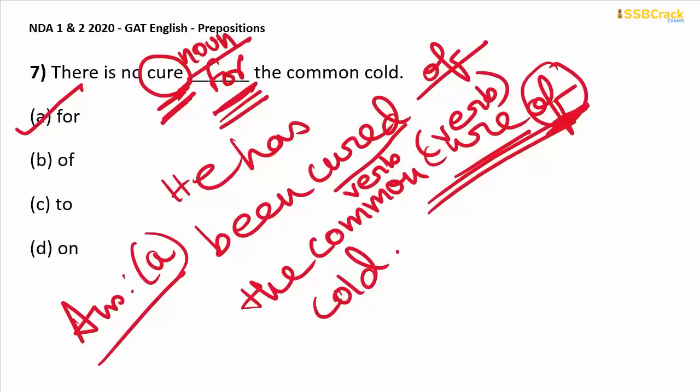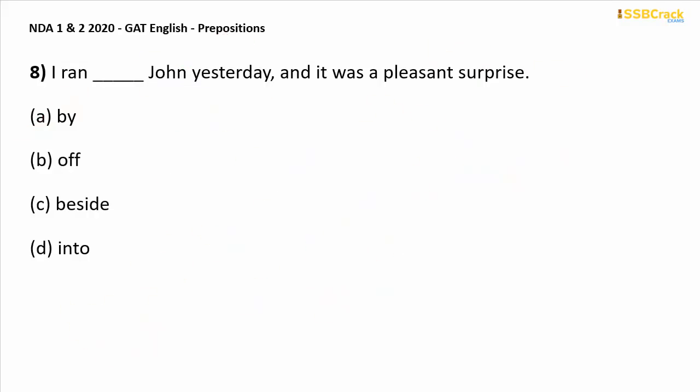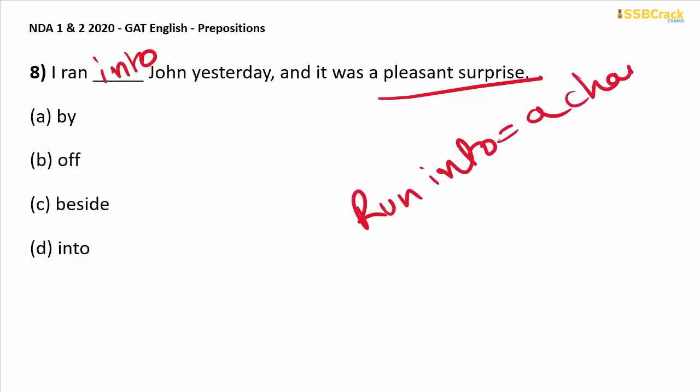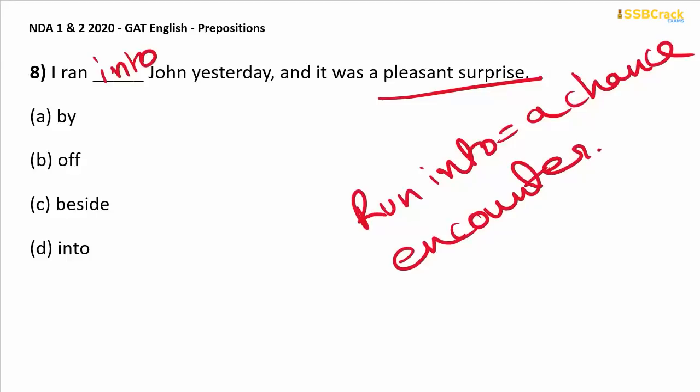Okay, now we go to the next question. I ran dash John yesterday and it was a pleasant surprise. So here, when it is talking about a pleasant surprise, then you ran into someone, because running into someone means a chance encounter or a sudden meeting. Suppose you are going somewhere and you suddenly meet your childhood friend whom you have not seen for years, and you suddenly meet him on the road, then that is a chance encounter and that is a pleasant surprise.